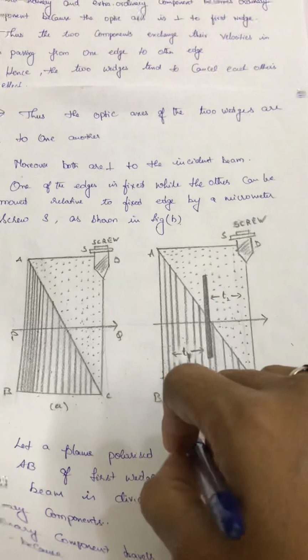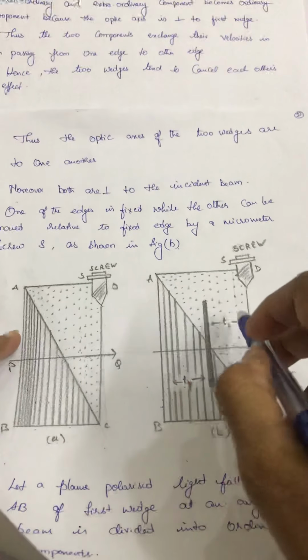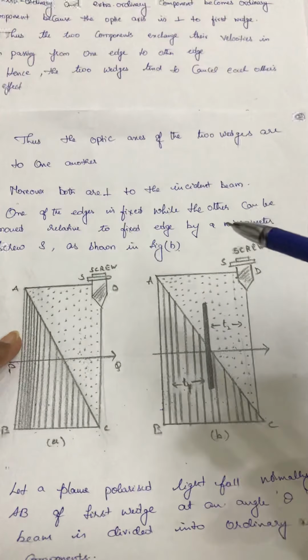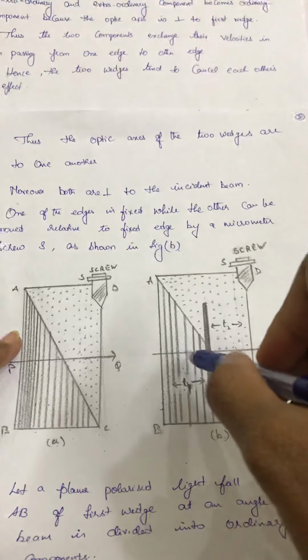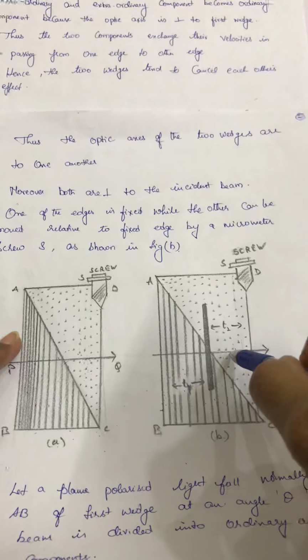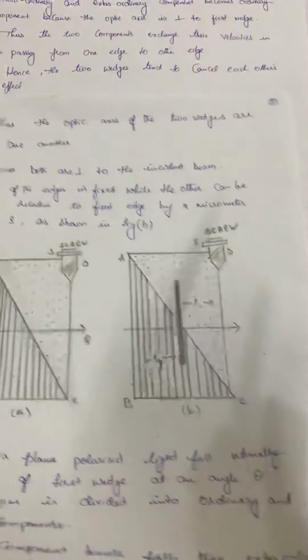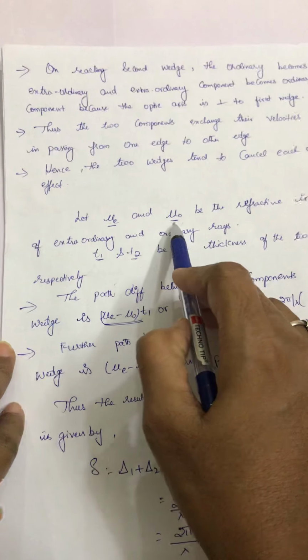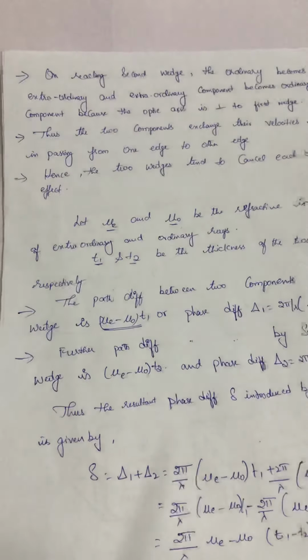Finally, whenever it reaches the second wedge, they exchange their speeds, their effects, everything. So they tend to cancel each other's effect finally, right? That is the thing.